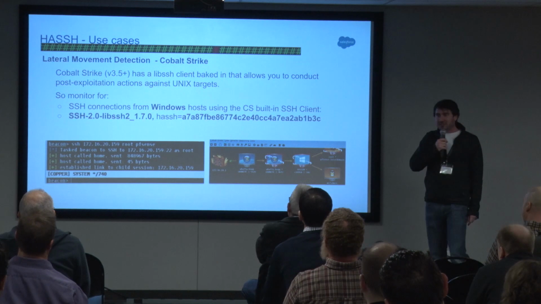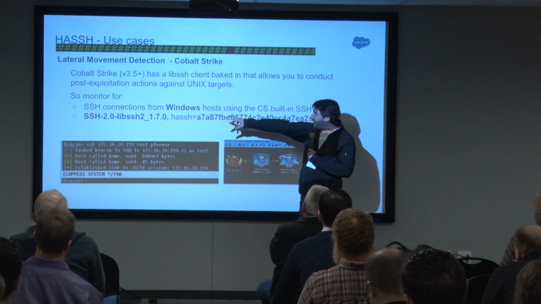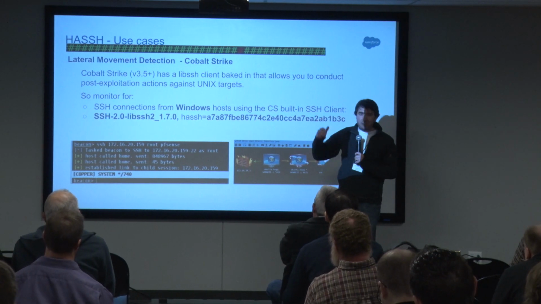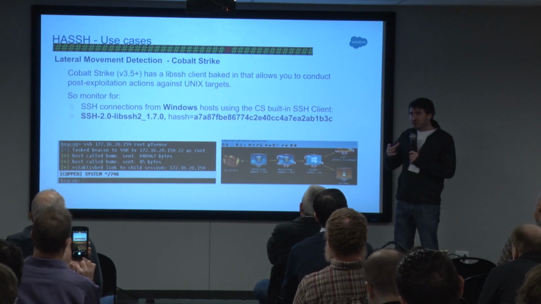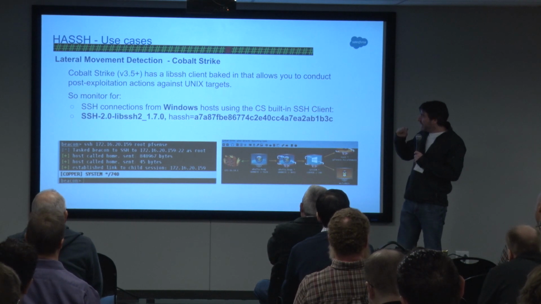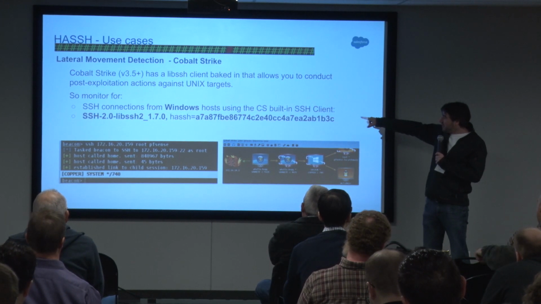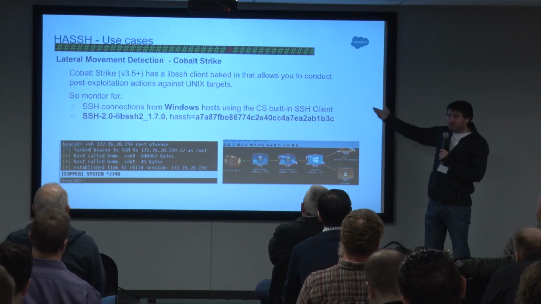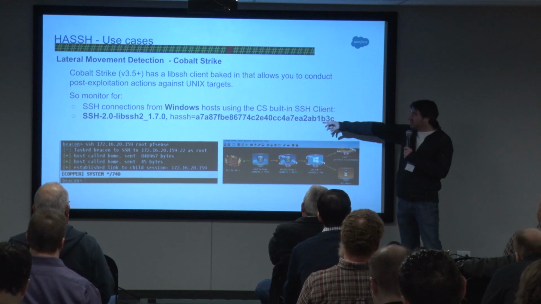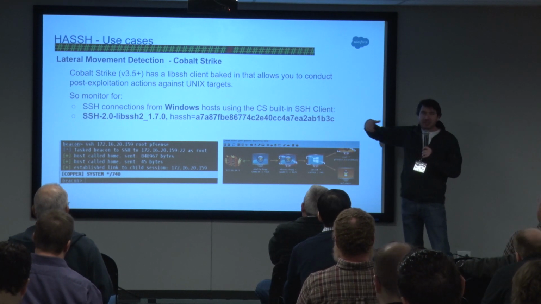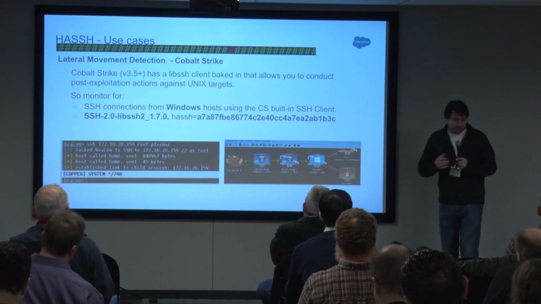So Cobalt Strike is also easy to detect. Cobalt Strike has a built-in libSSH 2 version 1.7. This is hard-coded in Cobalt Strike; you can't change what version of SSH it uses. That's interesting because you shouldn't expect that version of libSSH to be connecting out from a Windows host. So if you have a Windows host with this hash for SSH going outbound to something else inside your network, then you can assume compromised.